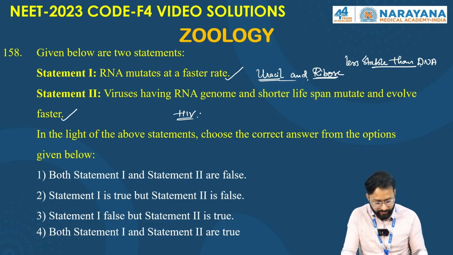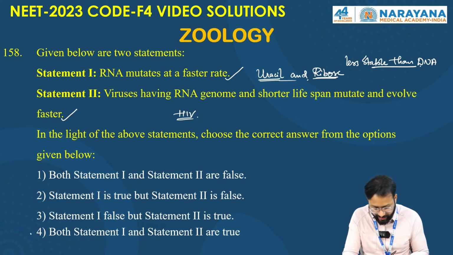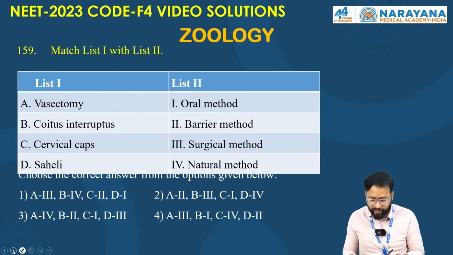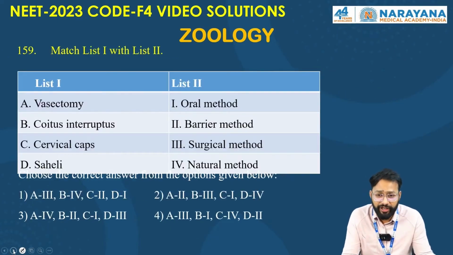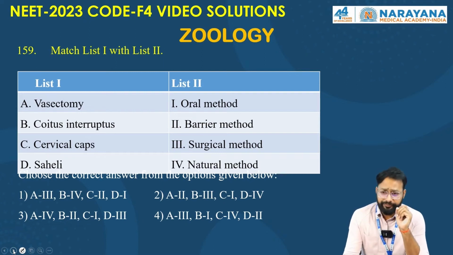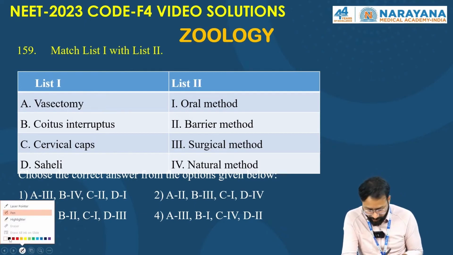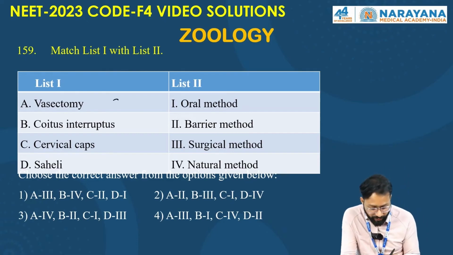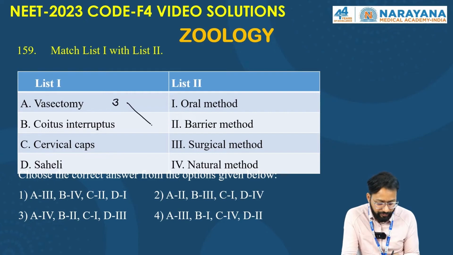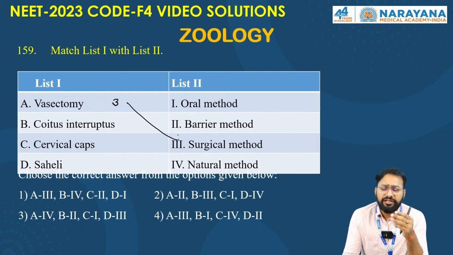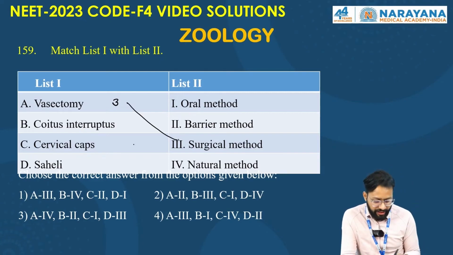So the option should be: both statements 1 and 2 are correct. Option number 4. Right. Moving on to the next question. Again, another match the following question related to contraceptive methods. Vasectomy is a type of contraceptive method where the vas deferens is cut and ligated. It is a type of surgical method. Coitus interruptus is where the withdrawal of the penis is done before ejaculation. It is a type of natural method.